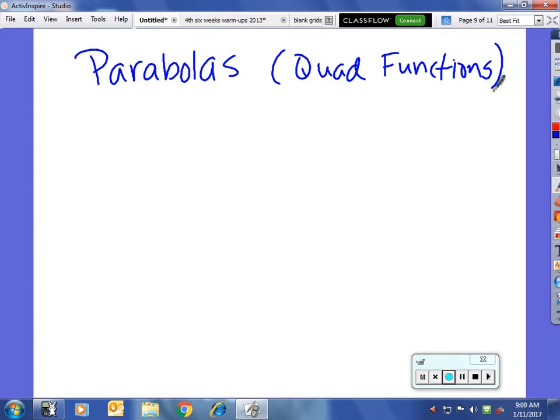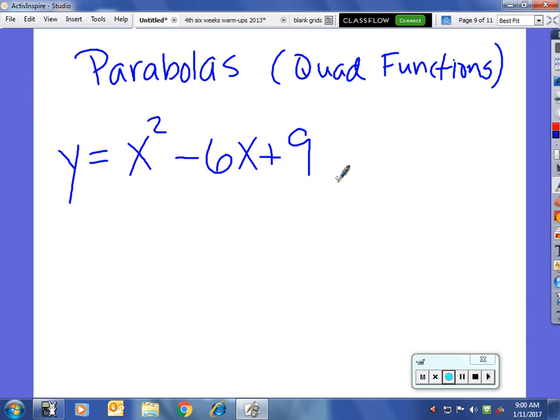Well, if you only have the equation, though, and not the picture, a parabola is a U shape, either facing up or facing down, like a smile or a frown. But if all I have is the equation, how can I tell it's going to be a U shape? Excellent, Cindy. It has an exponent of 2. If you've got an exponent of 2, that's a parabola. If that's your highest exponent, y equals x squared with anything else in it, that's a parabola. That's a quadratic function.